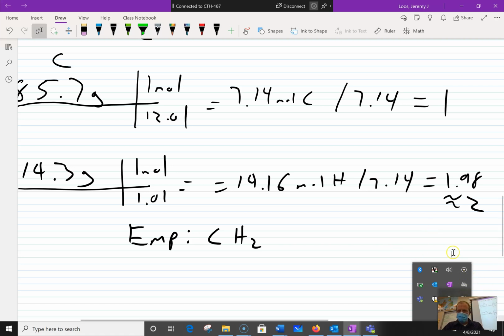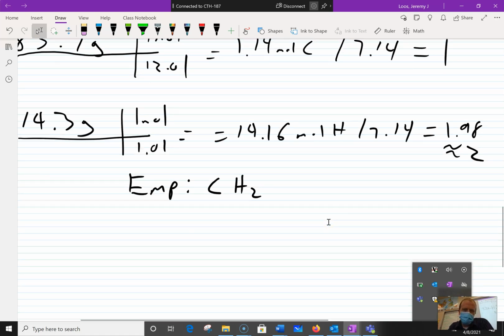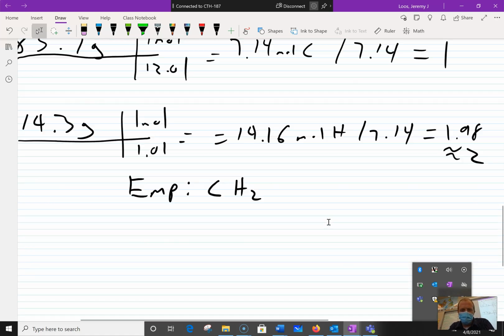Now, if we had really been on the ball, we might have noticed that these were those same percentages from the table that we were looking at earlier, where the empirical formula was CH2. But that's how we would have to figure it out if we didn't have that table and that extra information there. It still works. It ends up working out to the same thing.